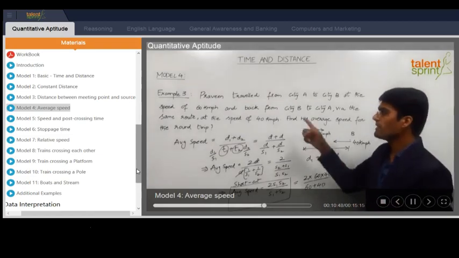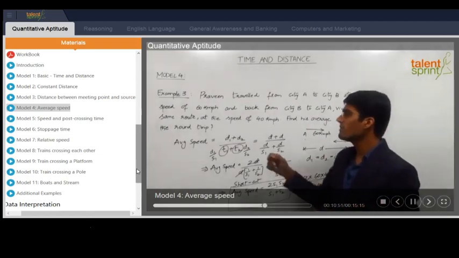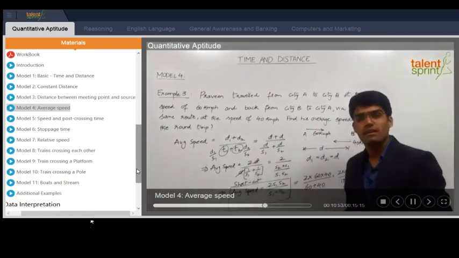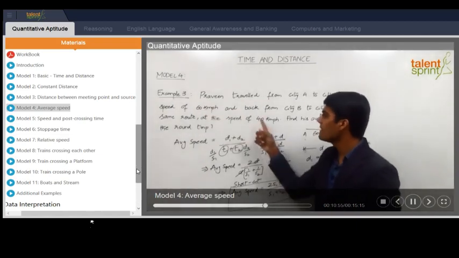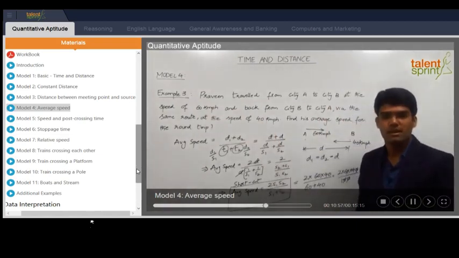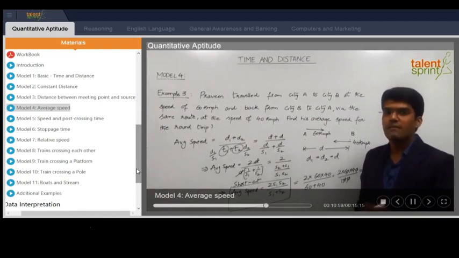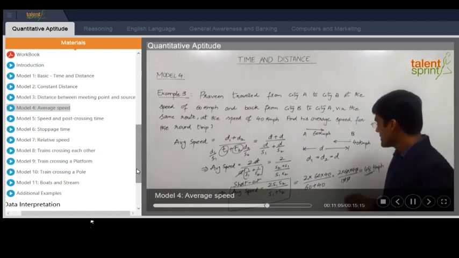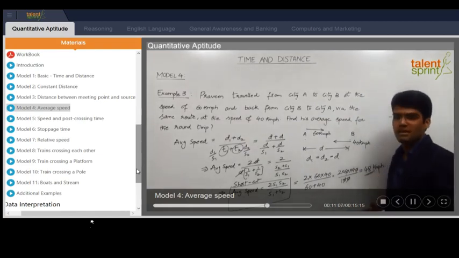Remember friends, for this question, definitely one of the options will be given as 50 kilometers per hour. Why? Because the average of 60 and 40 is 50 kilometers per hour. But as I've already mentioned, the average speed should not be taken as the average of the given speeds. So don't get fooled and mark your answer as 50. The answer here is 48 kilometers per hour.